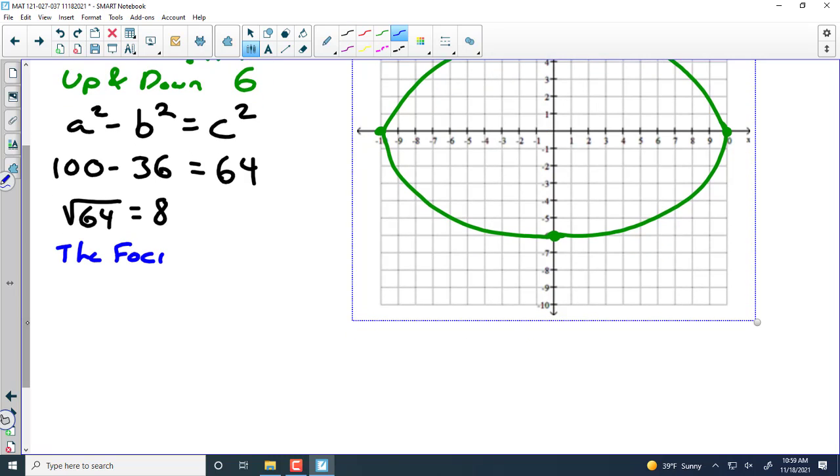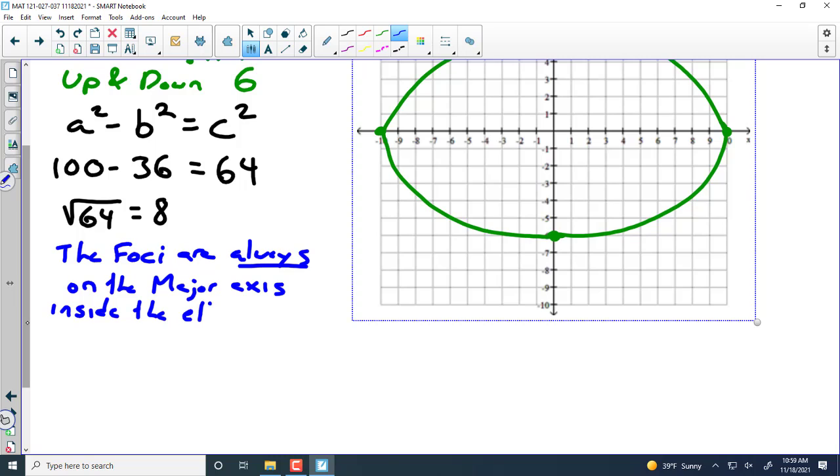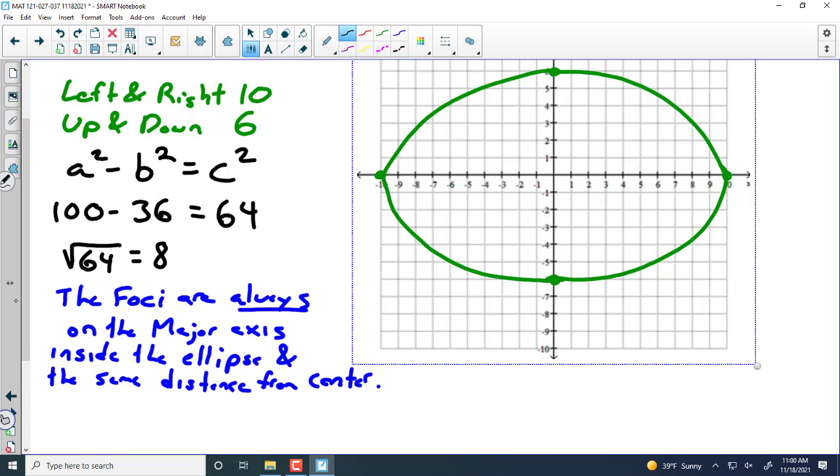Now, the foci are always on the major axis, inside the ellipse, and the same distance from the center. So the foci from this are on the major axis, the same distance from the center. Right here and right here. So they are going to be at plus or minus 8, 0.